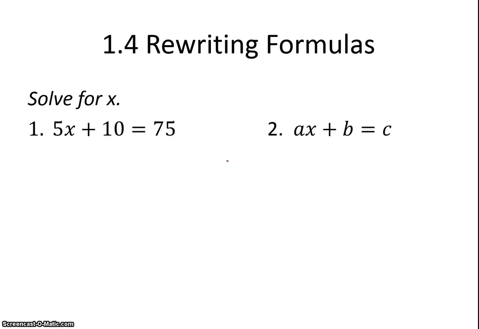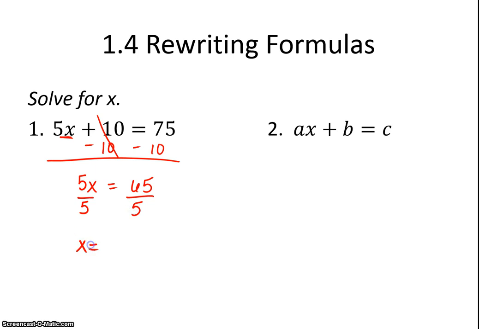So taking a step back to basic solving equations, let's walk through number 1. How do we solve for x? We subtract 10 from both sides, so those cancel, and we get 5x equals 65. Divide both sides by 5, and we get x equals 13.